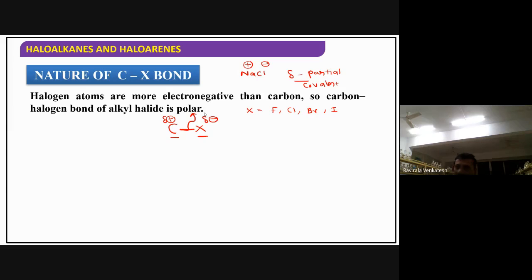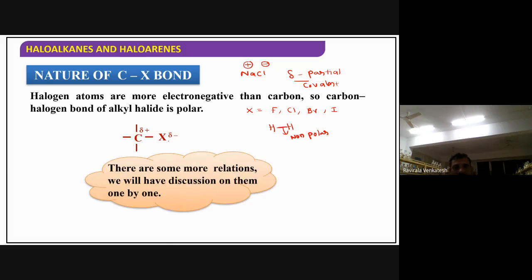If any bond develops positive and negative charge, that is called polar. For example, if I write H-H, this is non-polar. Why is it non-polar? Because between these two atoms there is no electronegativity difference, so they are called non-polar, right? Now let me move to the next point. If you observe, carbon is getting partial positive character, and halogen is getting partial negative character, right? Next, there are some more relations we will discuss.